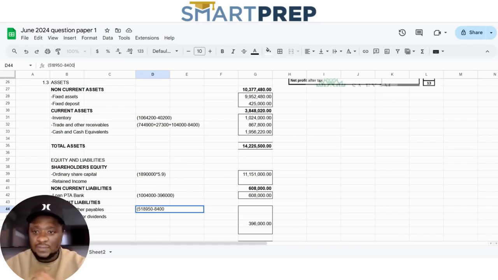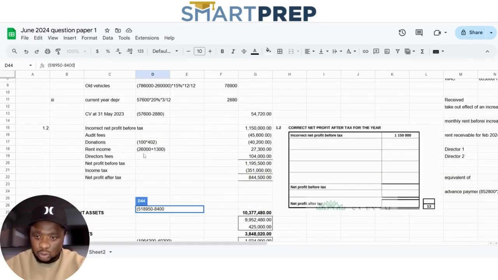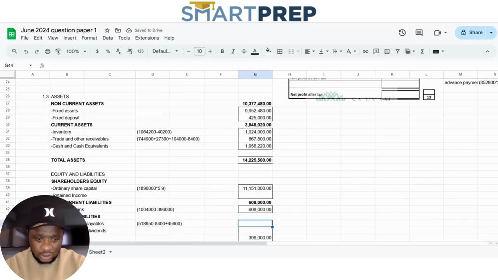I don't think we have an income received in advance because we just look at our income statement that we're correcting here. We actually had accrued income instead of income received in advance. But for the audit fees, remember that the audit fees were still owing at the end of the financial year. And so those audit fees will constitute an accrued expense. And those audit fees were for 45,600. So we add that into our trade and other payables. And then I think that is it, because we've looked at pretty much all the information. There wasn't anything else. All right, so that's 556,150, and then shareholders for dividends.